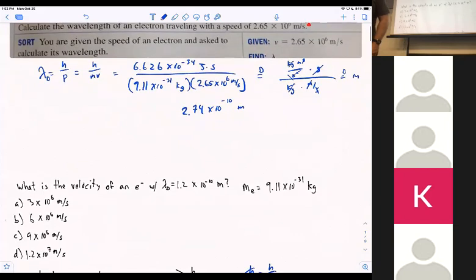I've already written down the mass of the electron there. So let's see if you can do the switcheroo here. Let's give you the de Broglie wavelength and see if you can calculate the velocity from that. So now the wavelength is 1.2 times 10 to the minus 10 meters. What is the velocity going to be?